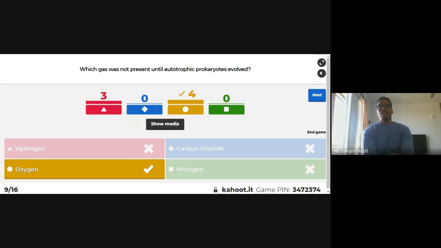Oxygen, excellent. Autotrophic prokaryotes began to do photosynthesis. And of course, oxygen is a product of photosynthesis. So when photosynthesis happens, it filled the atmosphere with oxygen.